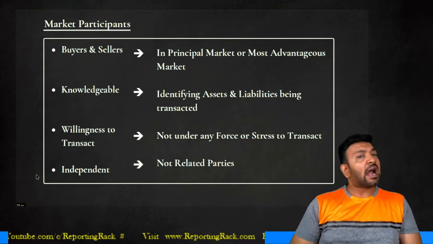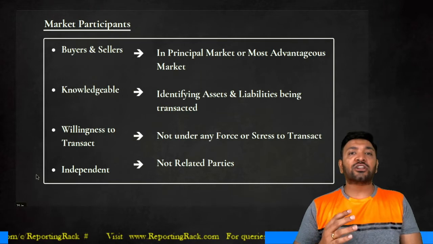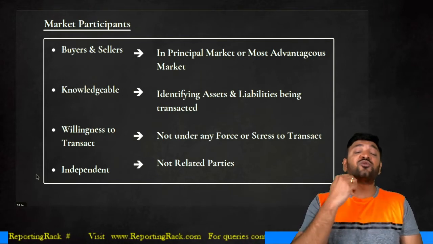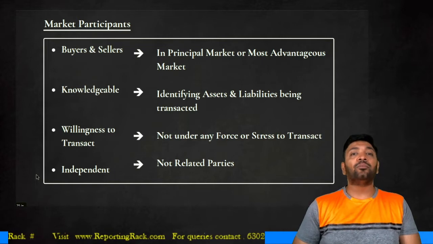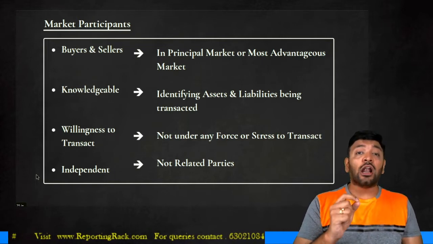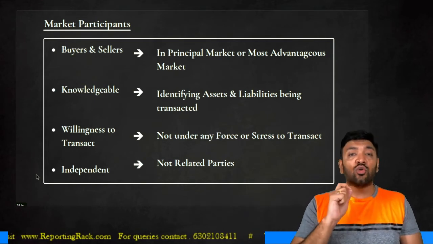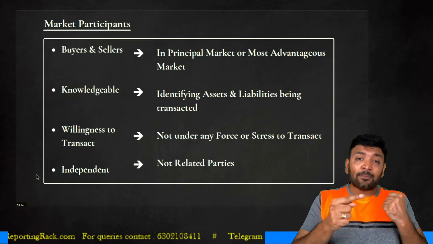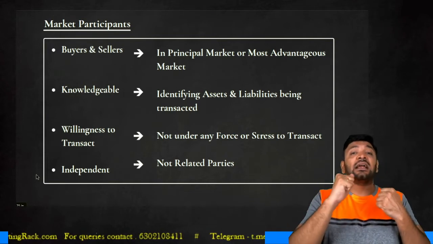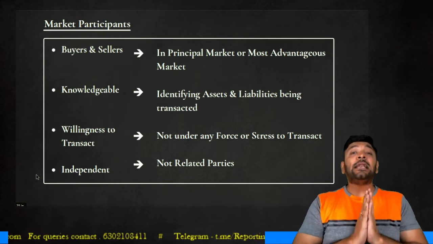I was forced to transact. I never had an intention to sell. There was so much political pressure around me that I was forced to sell that particular good. I was forced to sell that piece of land. So that is not a willingness to transact. Willingness to transact appears only when the buyer has an intention to buy. At the same time, the seller also has an intention to sell. Clear? They are independent parties.